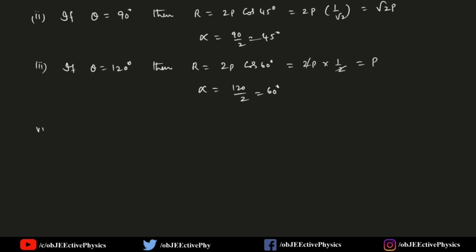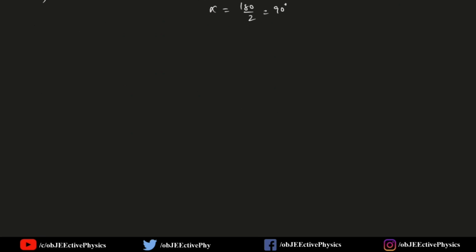Next, fourth one. If theta is equal to 180 degrees, then R is equal to 2P cos 90, that is 180 by 2, which is equal to 90. Cos 90 is equal to 0. This I explained as the second point: R is equal to P minus Q. If they are equal and opposite, they cancel. R is equal to 0 and alpha is equal to 180 divided by 2, that is equal to 90 degrees.